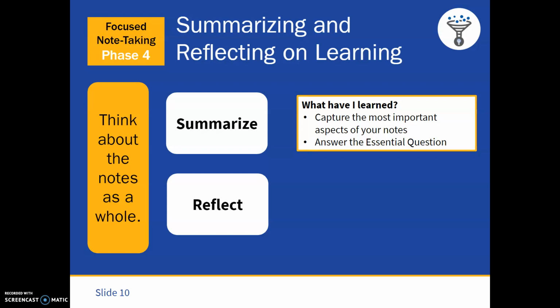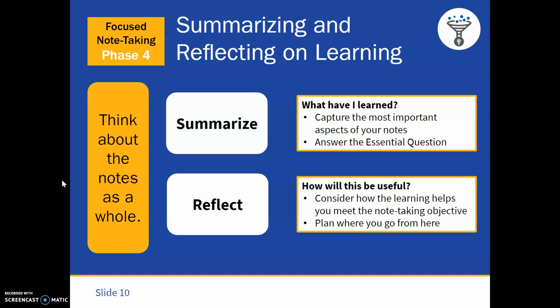So we want to say what's the most important aspect of our notes, and then answer the essential question, which is back to establishing our purpose of taking notes in phase 1 and phase 2. How will this be useful? Consider how the learning helps you meet the note-taking objective. So the teacher, again, giving you the objective, and then how does the reflection of the notes help you reach that objective? And then plan where you want to go from here.